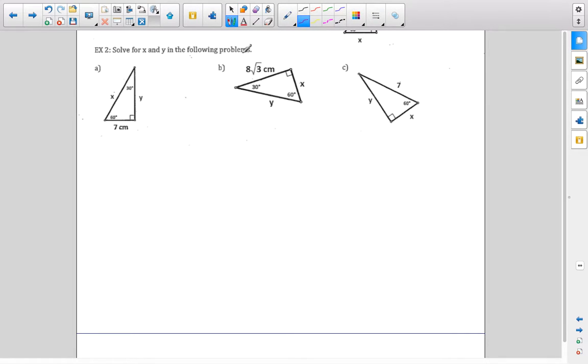Okay, so when I look at this first problem, A, first I determine which side do I have. I have the short. Okay, I need the long and I need the hypotenuse. So short to long means I take that short leg, multiply times the square root of 3. So y equals 7 square root of 3. Short to hypotenuse means I'm doubling the short leg. So x, the hypotenuse, equals 2 times 7, or 14.